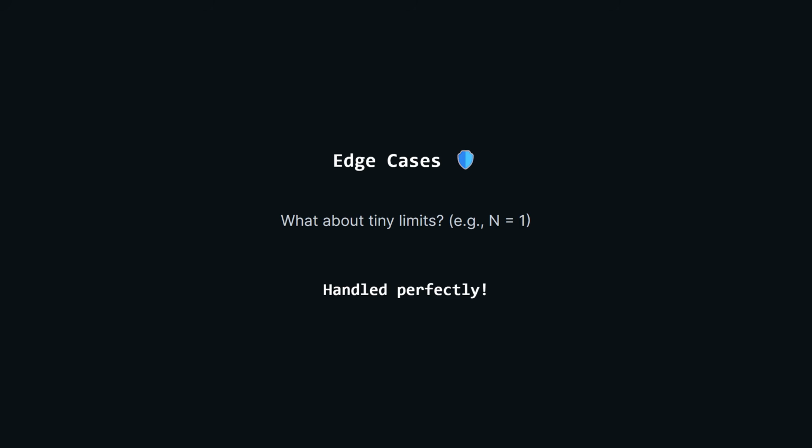One quick note on edge cases. What if n is extremely small, like 1? Our loop just runs once, checks the single digit 1, sees it doesn't change, and safely returns 0.